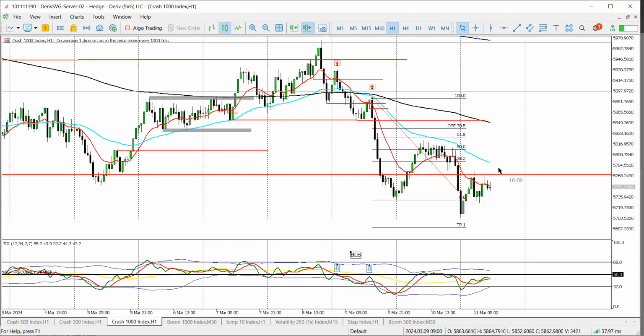Then going to C1. C1 has been moving nicely. We explained this in yesterday's lesson. What happened yesterday is from this impulsive push, price retraced into the 38, into the 50.